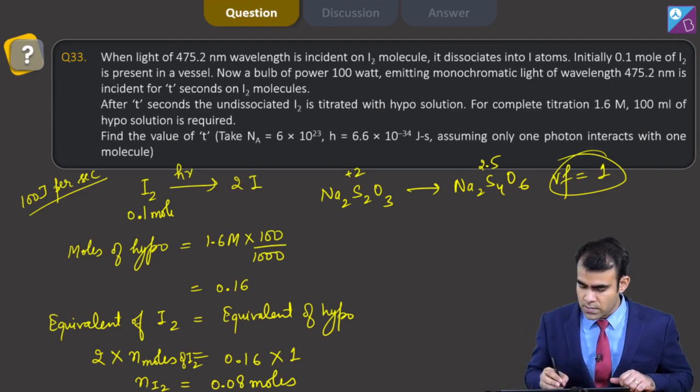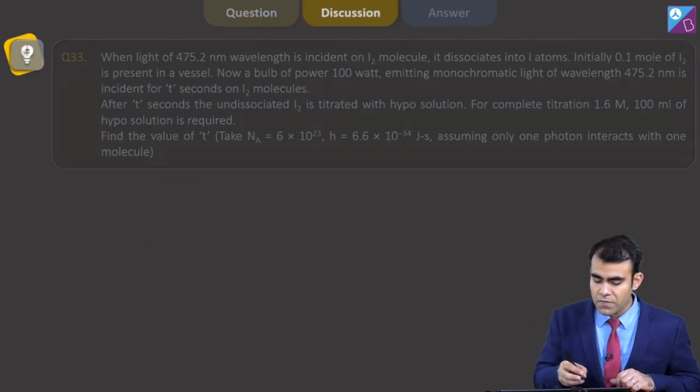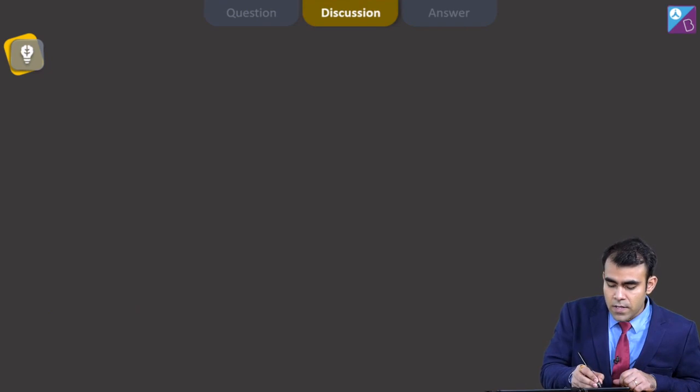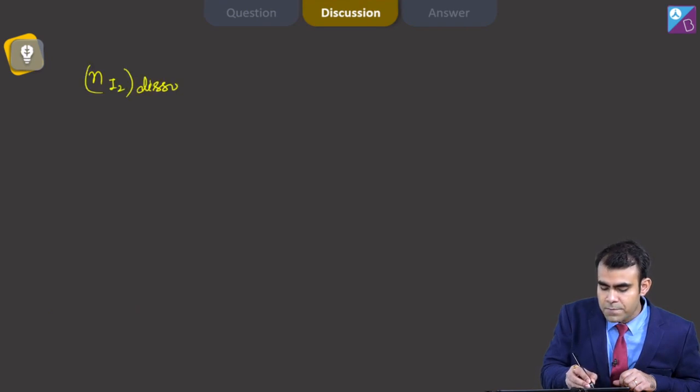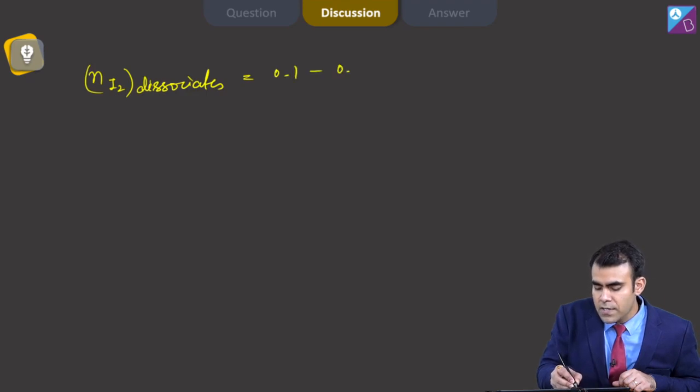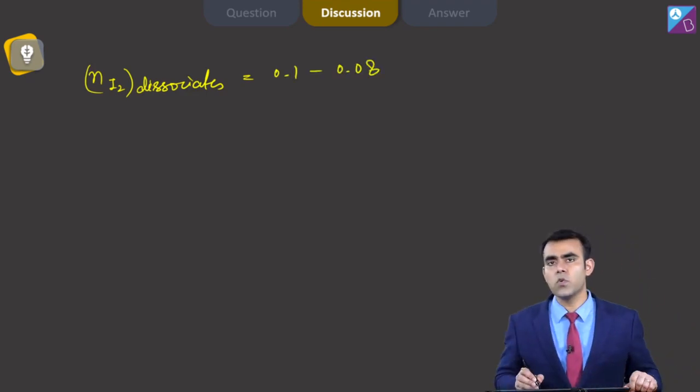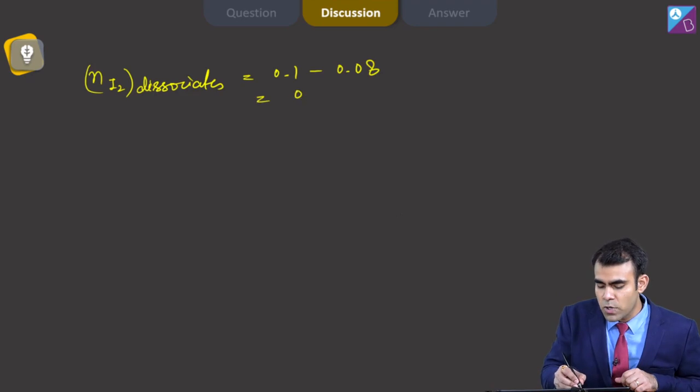Now we have calculated the moles that react with hypo, so these are the undissociated iodine with light. So what amount of iodine reacts? The amount of iodine that dissociates by light is the initial moles minus the moles that remained, which is equal to 0.02 moles.